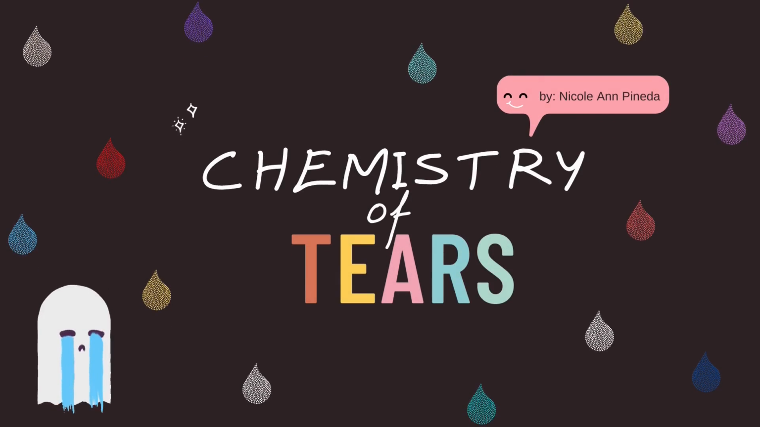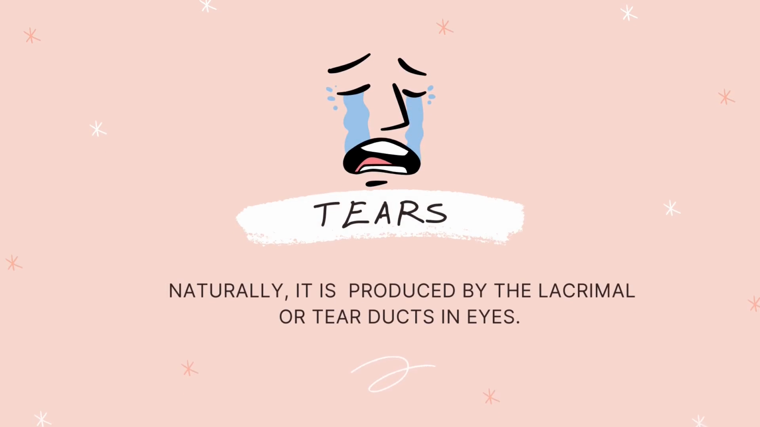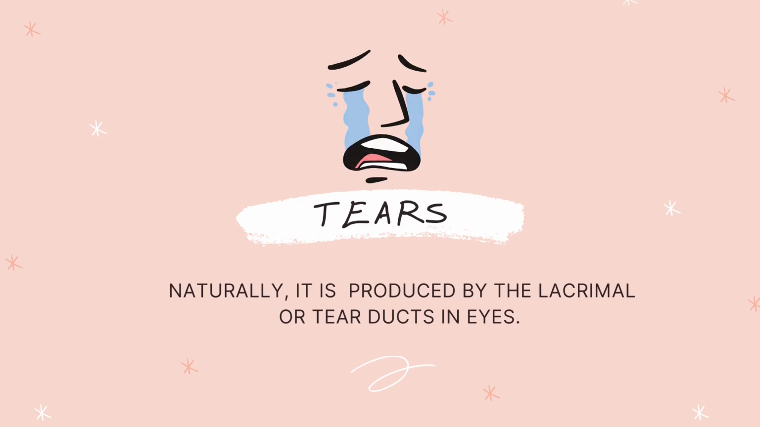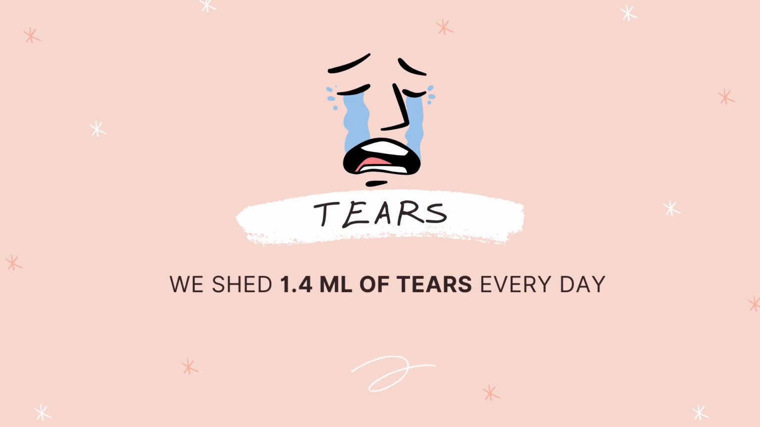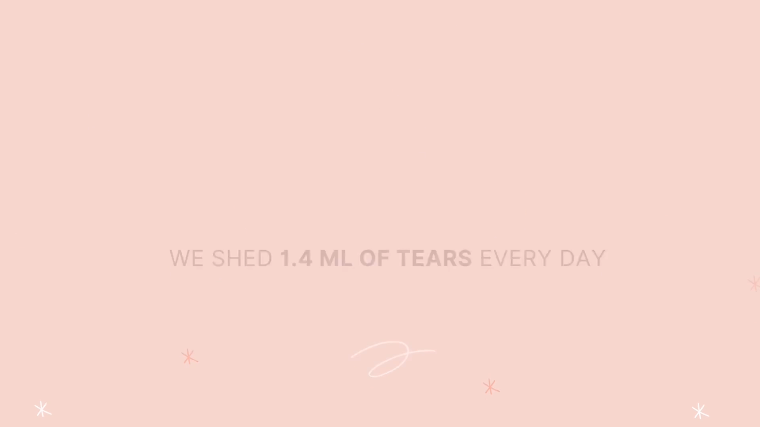Chemistry of tears. Tears are naturally produced by the lacrimal or tear ducts in the eyes. Significantly, we use them every day to maintain good eye health and function. And crying also helps us to relieve stress and depression. Normally, we shed 1.4 milliliters of tears every day, even if we didn't cry for the day.